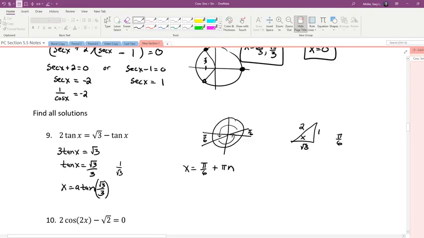Start at pi over 6 and then add pi over and over and over and over again for all values of n. Okay, that should do it.